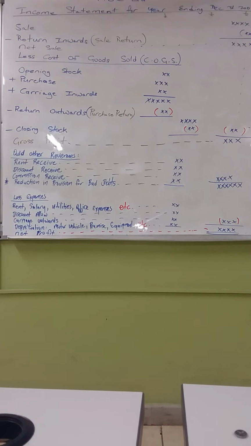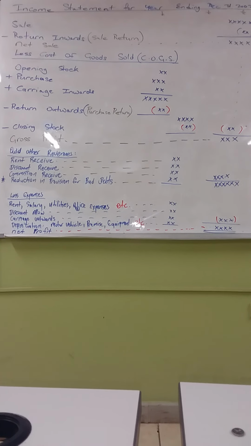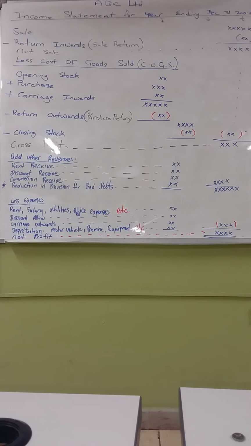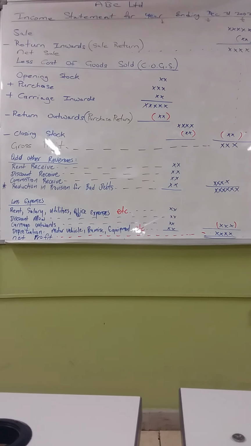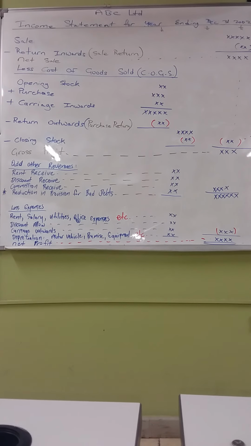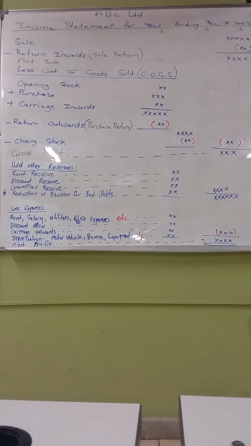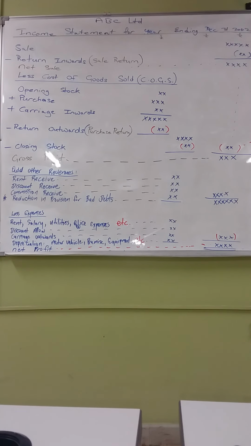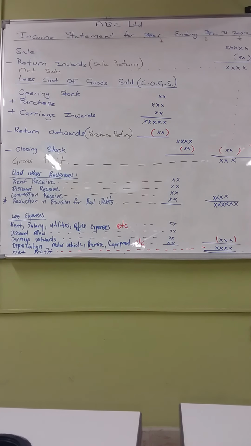Next, we're going to look in the trial balance to see if there were any other revenues. When we started our class, we spoke about other revenues, meaning revenues that the business would have earned through a secondary source, through a side business, or any other revenue that the business would have generated. Examples of other revenues are rent received, discount received, and commission received.